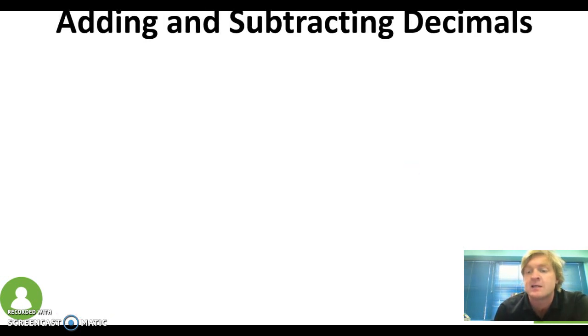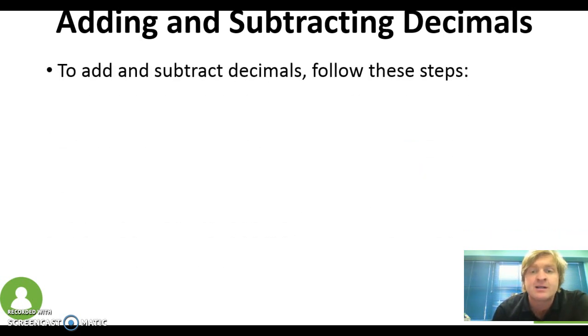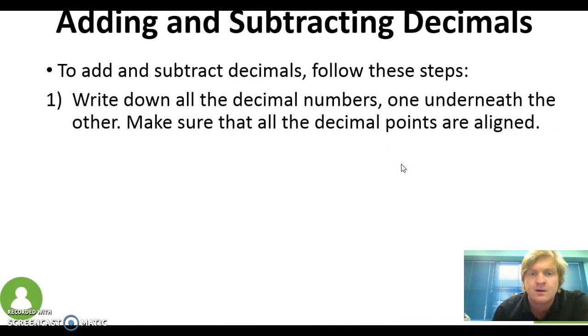Let's get on to the focus of today's lesson. Adding and subtracting decimals. To add and subtract decimals, follow these steps. Write down all the decimal numbers, one underneath the other. Make sure that all the decimal points are aligned. This is the reason why we use our flipped maths books. Okay, and this is the reason why we use grid books, because you must align all of your numbers one underneath the other. The only way you can get yourself into trouble when you are adding and subtracting decimals is if you do not write your numbers down in a perfect line.